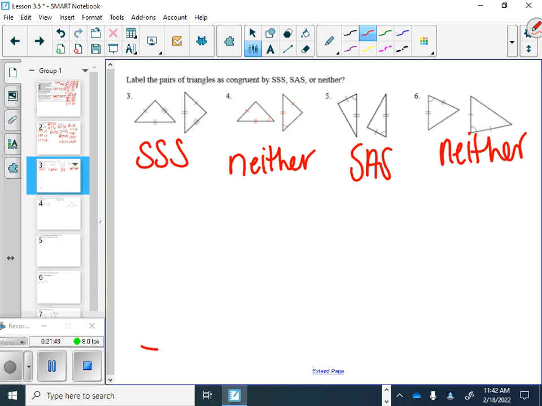Does that make sense? So it's just telling me that those 2 sides of each triangle are congruent. It's not telling me anything about the triangles being congruent to each other. Okay?